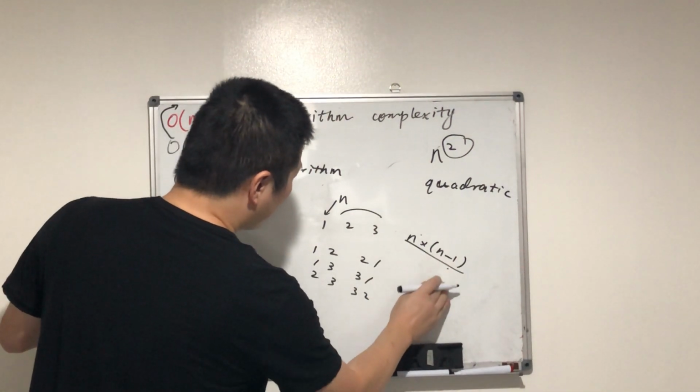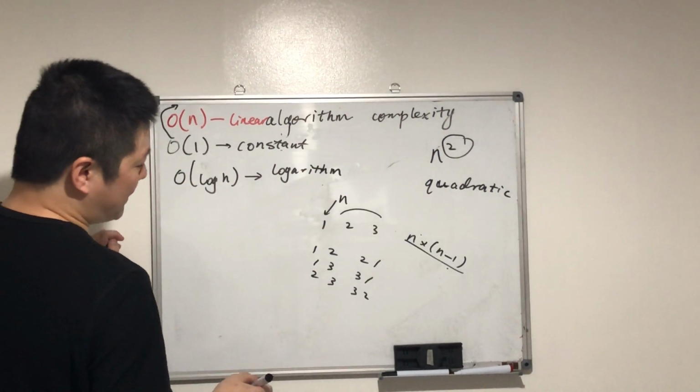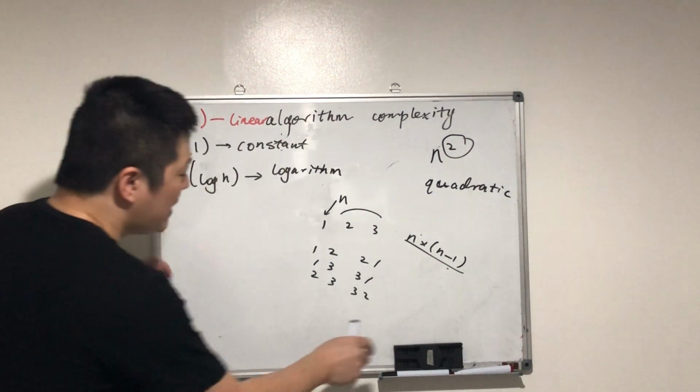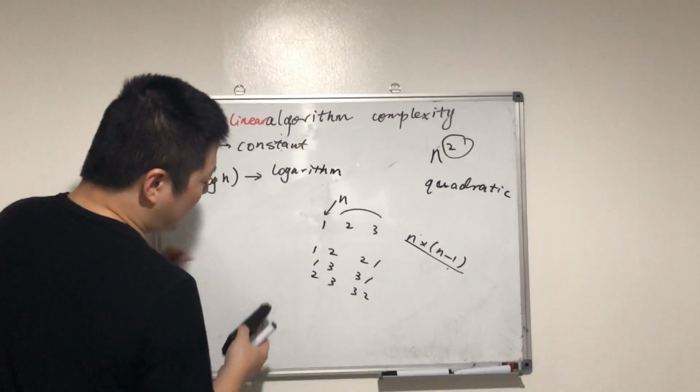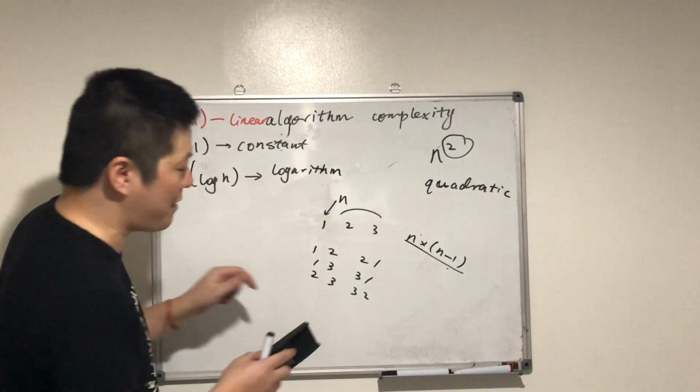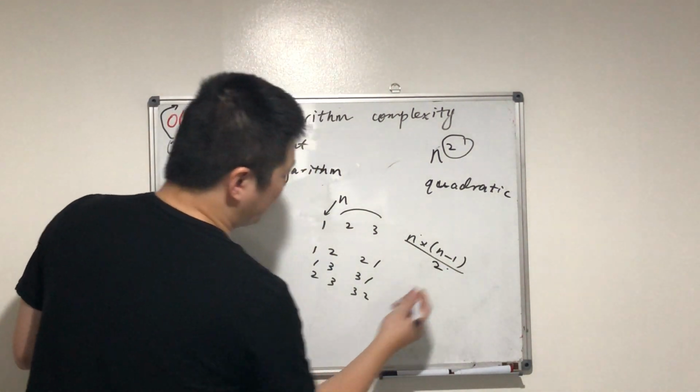Do we need to divide it? 3 times 2, 6. If you want it always from the smaller to the biggest one, and 1, 2 and 2, 1 are the same, then you probably need to divide it by 2.